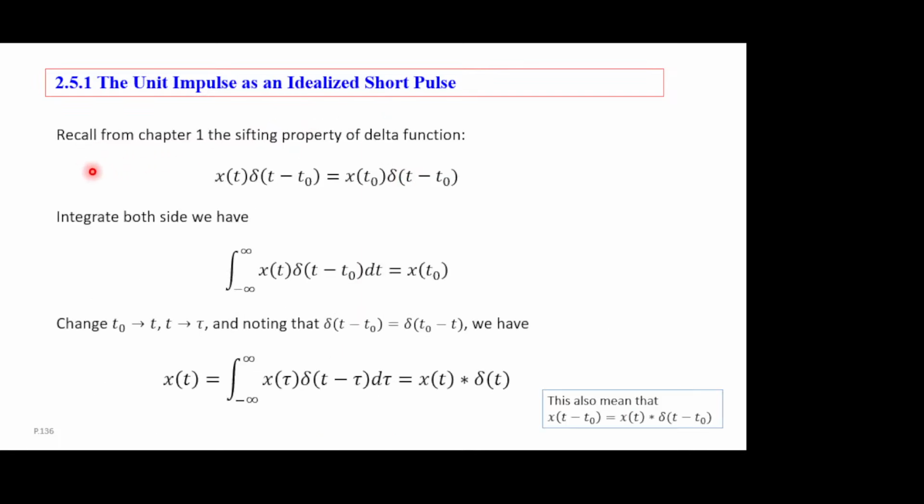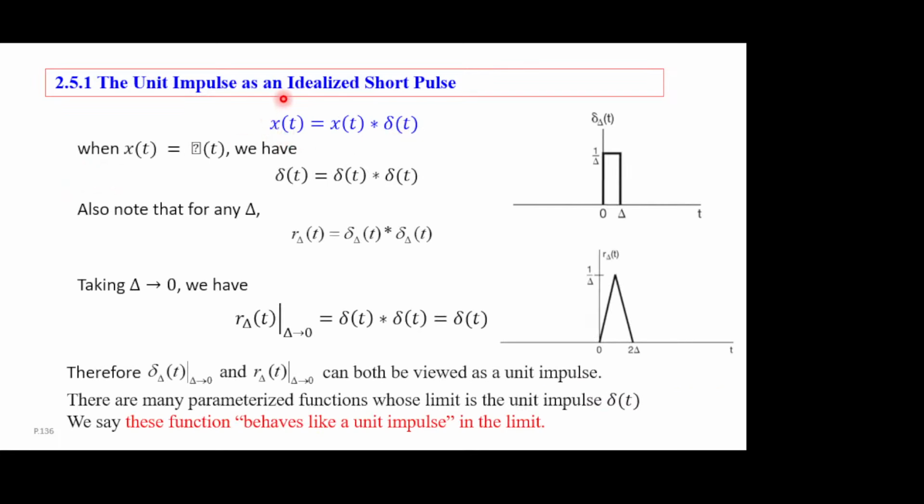So x of t equals x of t convolved with delta of t, and here we should also have delta. If we put x of t equal to delta of t, then we have delta of t equal to the convolution of delta of t with delta of t. Now that sounds a little weird.